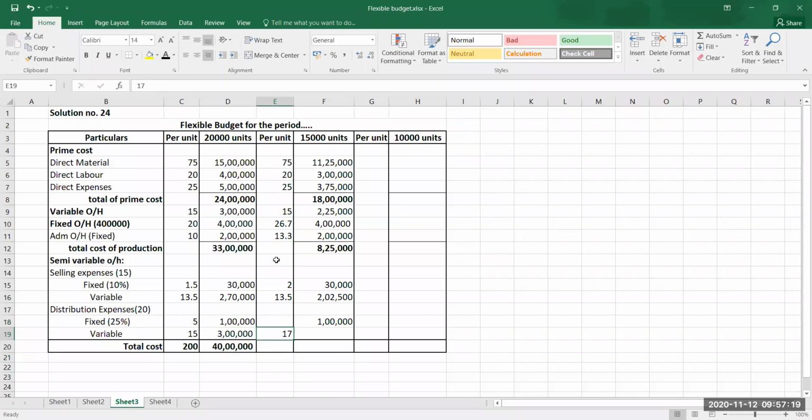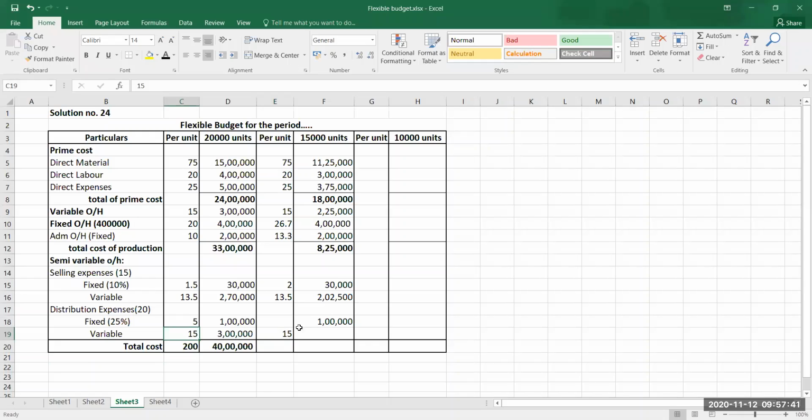That is 15 rupees. Okay, that is 15 rupees. So the 15 rupees is the variable overhead per unit, and for 15,000 units it will remain the same. The variable overhead per unit will remain the same no matter how many units you produce.